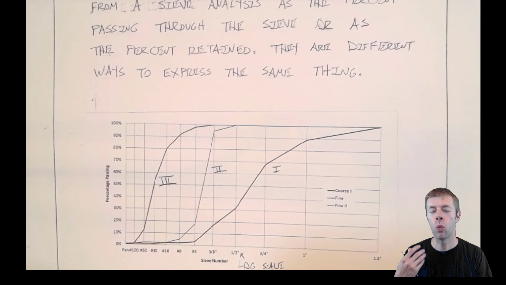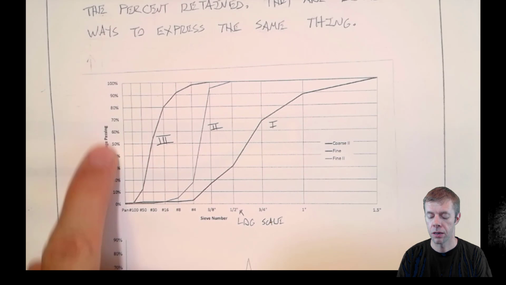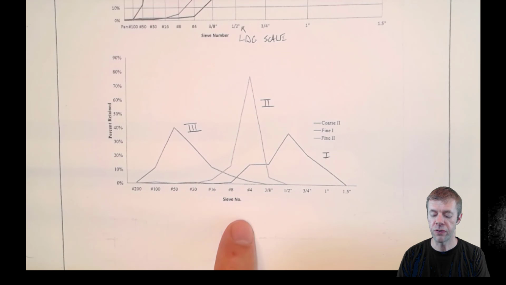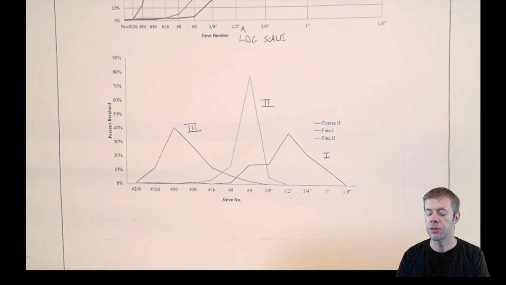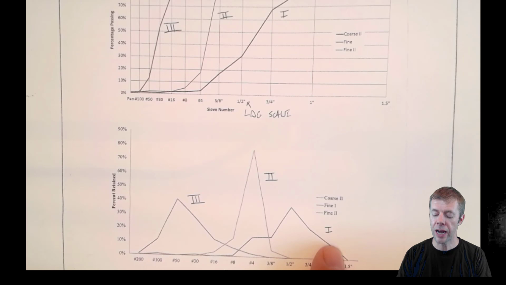And then by that information, you usually produce these two plots. This plot on the top is the percentage passing versus sieve number. This is the percent that made it through a certain sieve size. And then this down at the bottom is the percent retained versus a different sieve size. This is, again, the amount that was caught on each one of the sieves. Now, I've shown these two graphs, and I've labeled them. These are the exact same aggregates, just shown in two different ways.